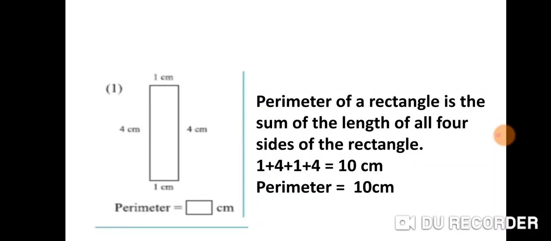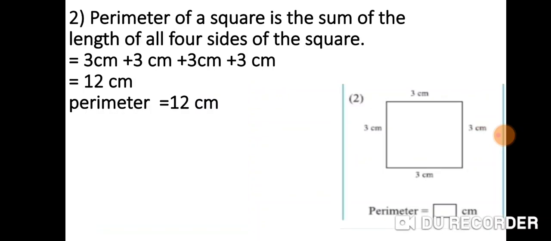Isn't that easy, students? We move ahead towards the second sum now. The perimeter of a square. Here in the image, you're shown a square whose sides measure 3 centimeters each. So, what is the formula we learned? Yes, the perimeter of a square is the sum of the length of all the 4 sides of the square.